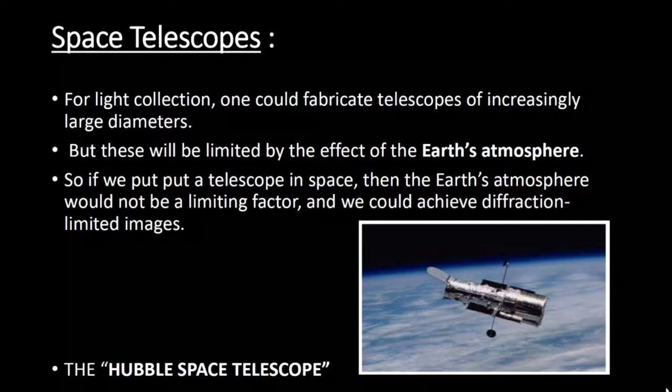For light collection, one could fabricate telescopes of increasingly large diameters, but these are limited by Earth's atmosphere. So this will overcome the limitation. If we put a telescope in space, then the Earth's atmosphere would not be the limiting factor, and we could achieve diffraction limited images. Here, the photo shown is of the Hubble Space Telescope, the most famous telescope, I can say. Yeah, next slide.